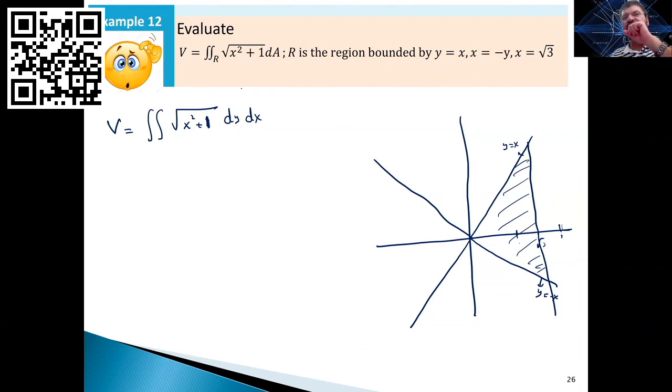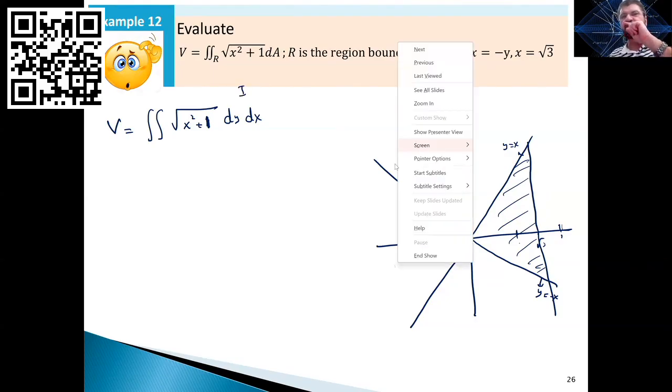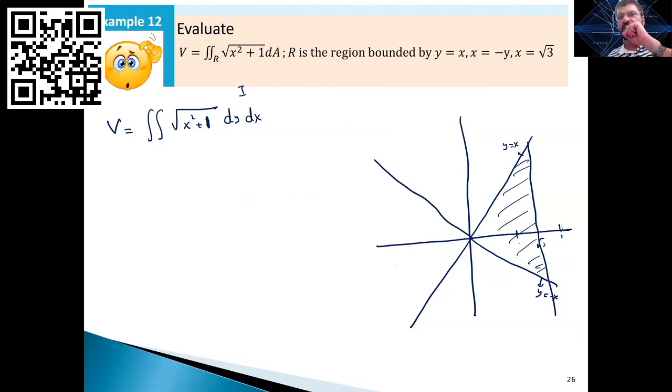So I took it as a region of type 1, as you see. Type 1 means my sector is going to be a vertical sector. It's going to start from here. From where? From 0. And it's going to keep on. Where is it going to stop? This is x equal what? Root 3, isn't it? So for x, it's from 0 to root 3. The line is going to continue moving to cover the whole thing.